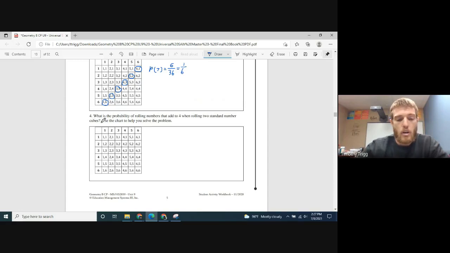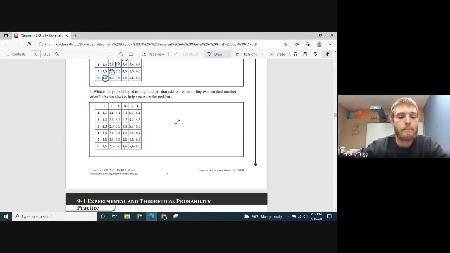See if you can try number 4 on your own. So what is the probability of rolling numbers that add up to 4? Okay, it's done very similarly. It'll be out of 36, right? See if you can do it.